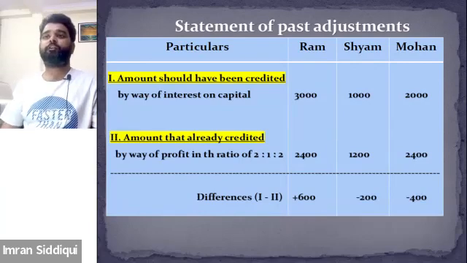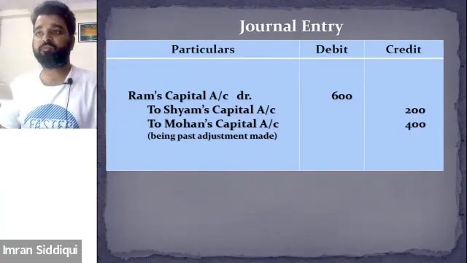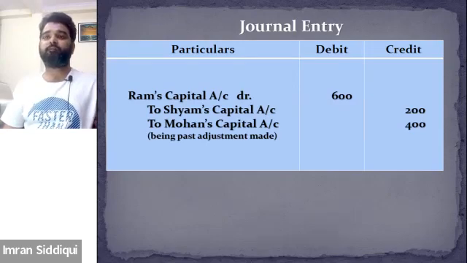This will be the general entry of this question, guys. I am sure that all of you already have done it. See, the journal entry will be Ram's capital account to Shyam's capital account and Mohan's capital account. Ram's account will be debited, Shyam's account will be credited, Mohan's account will also be credited.